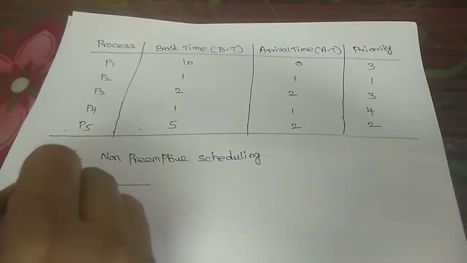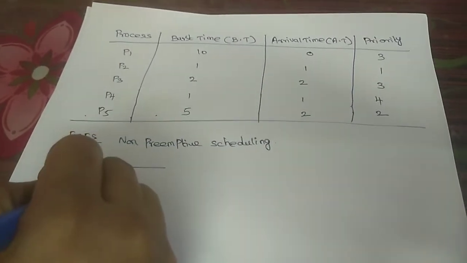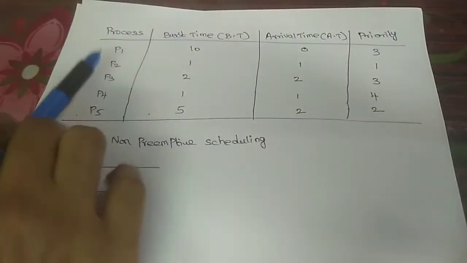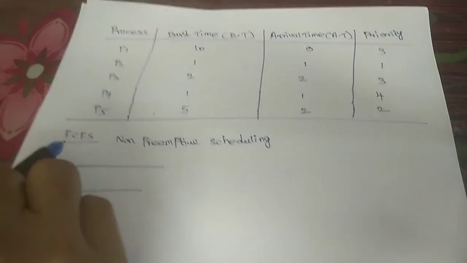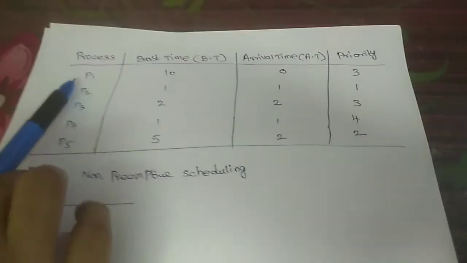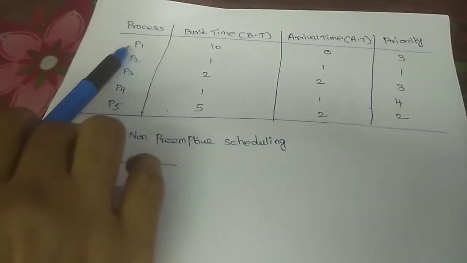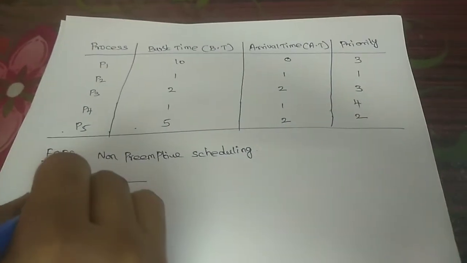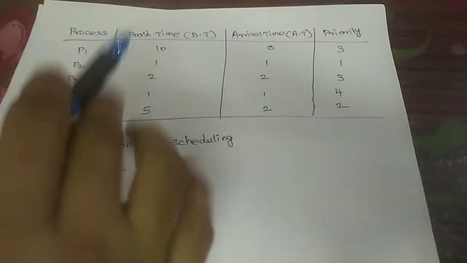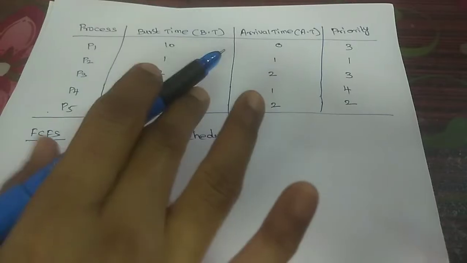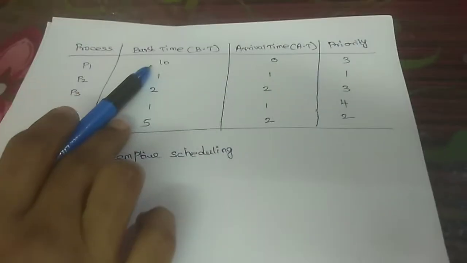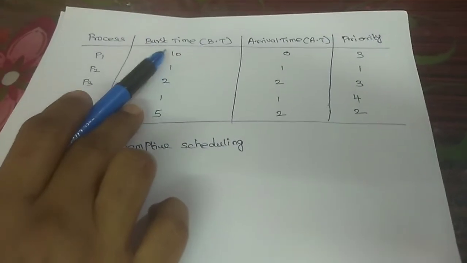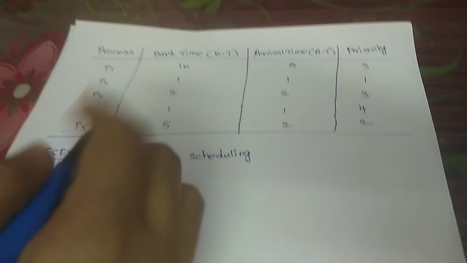First we are going to draw the Gantt chart. It starts with 0. In the case of FCFS, the first process that came, P1, is going to be executed in the processor. So P1 is going for execution. It is a non-interruptible execution, so it is going to complete its execution time, that is 10 milliseconds, at a stretch.